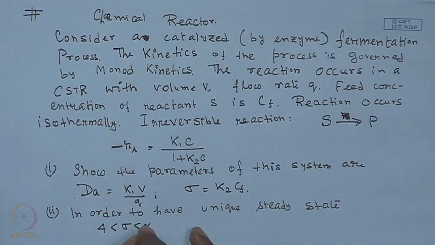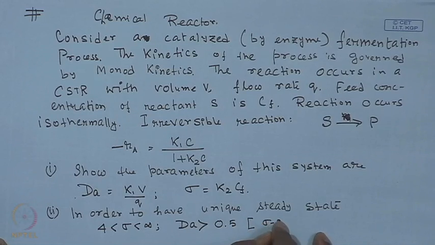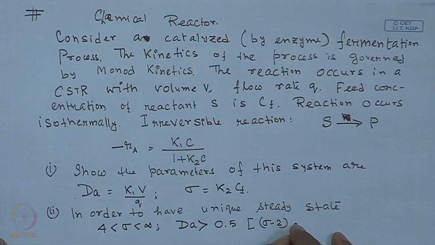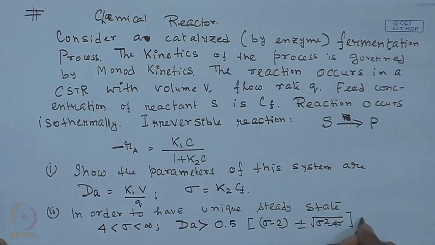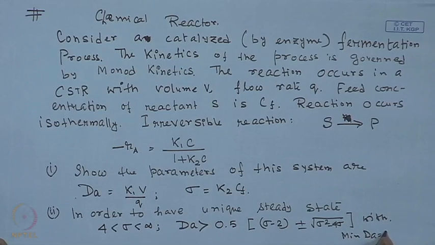Sigma must lie between 4 and infinity, and the Damkohler number should be greater than 0.5 times sigma minus 2 plus minus under root sigma square minus 4 sigma, with the minimum Damkohler number being 1. So, that is the minimum Damkohler number.